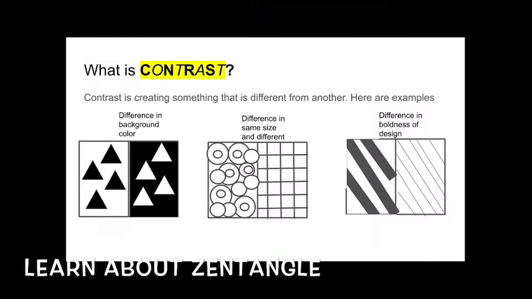Now, what is contrast? Contrast is actually a principle of design, and we're going to see that within our Zentangle art as well. Contrast is all about creating something that is different from another. Here are some examples that you'll see within Zentangles. You may see contrast because there's a difference in the background color. You may see difference in the same size and different sizes of a pattern. For example, the circles are all different sizes, but the squares are all the same size. That is a contrast in sizing. There could also be contrast in the width or boldness of lines between thick and thin. All of these are examples of contrast.